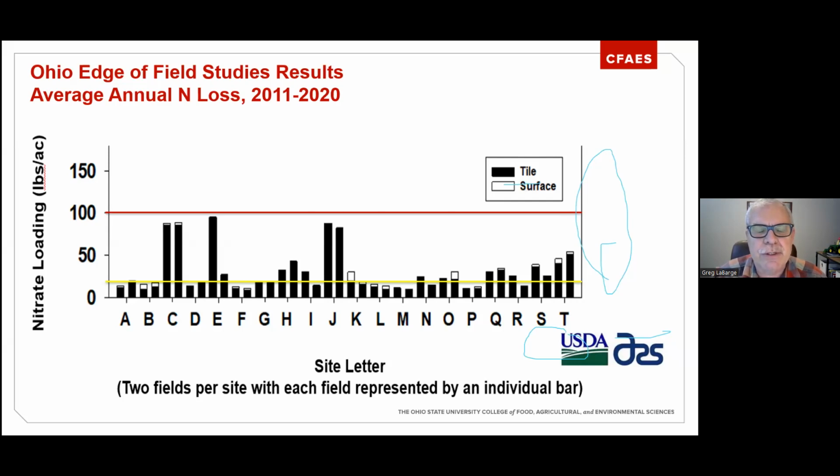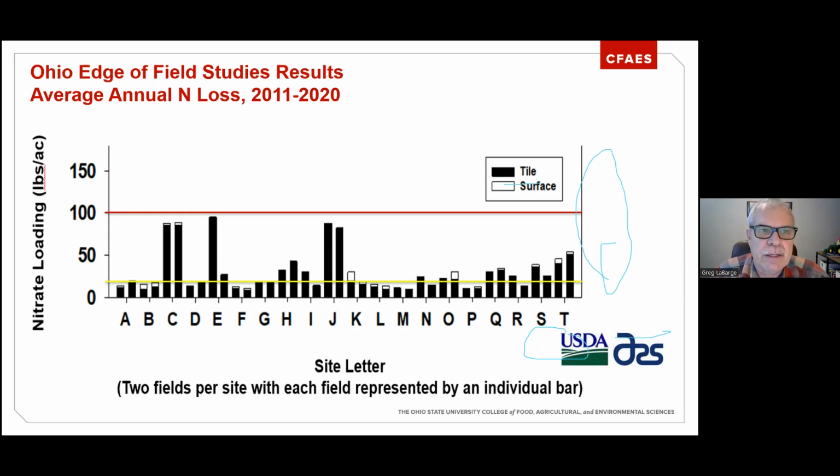You can see here the nitrogen loss numbers, and these are average annual losses from 2011 to 2020. What you see is we have some sites that, for every year in that time period, are having about 80 to 90 pounds of nitrogen being lost to the tile system. The red line is just marked there at 100 pounds, just to give a comparison. Under today's economic conditions, 100 pounds of loss or 80 pounds of loss translates to me to about $80 per acre that we're losing.